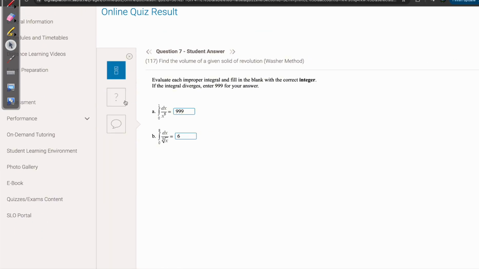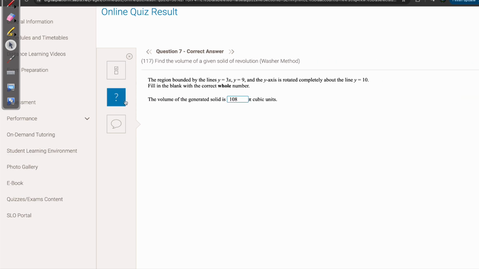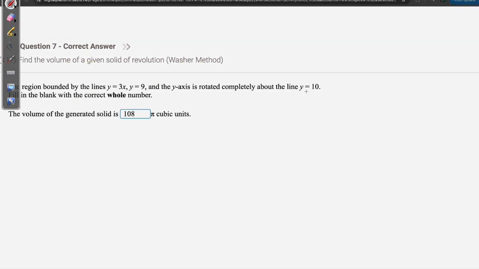Number 7. The region bounded by the lines 3x, y equals 9, and the x-axis is rotated completely about the line y equals 10. So this time it's not the x-axis or the y-axis. It's a random line, which is y equals 10.